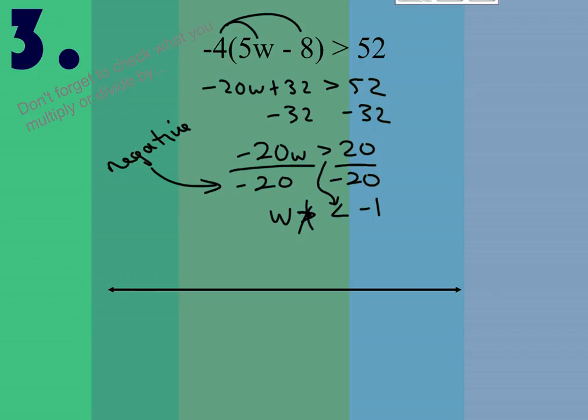Right? I don't add any of the equal part. I don't put a line underneath of it. It's just going to be switch direction. So w is less than negative 1, open circle, point left. That's how you do that one.